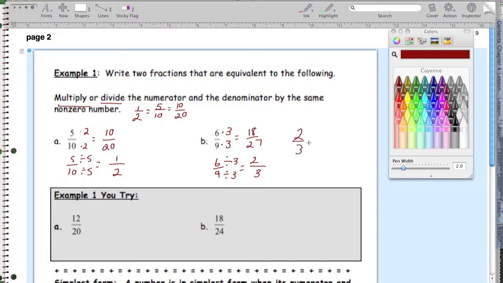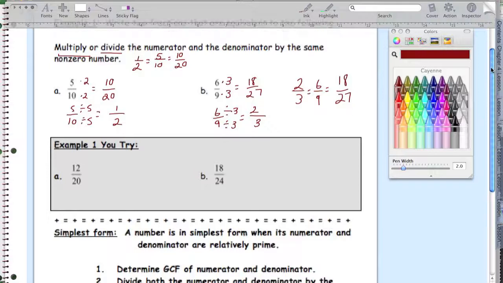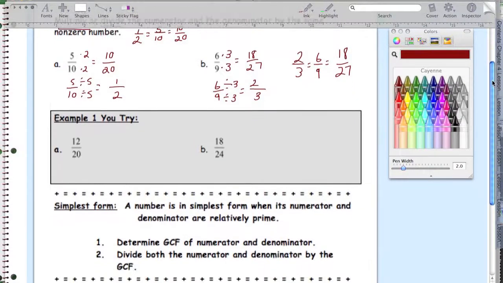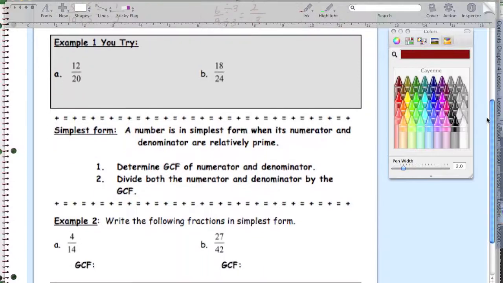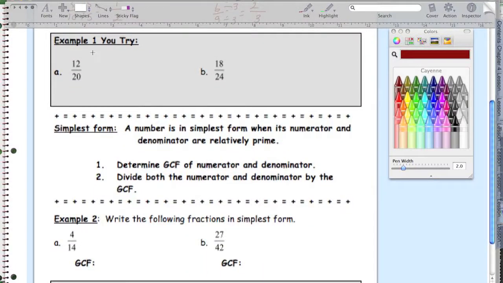So 2/3 is equivalent to 6/9 is equivalent to 18/27. They all say exactly the same thing, and there's not one specific right answer for these kinds of problems, but there definitely are things that are not right. So you want to make sure you're careful with your multiplying and dividing.